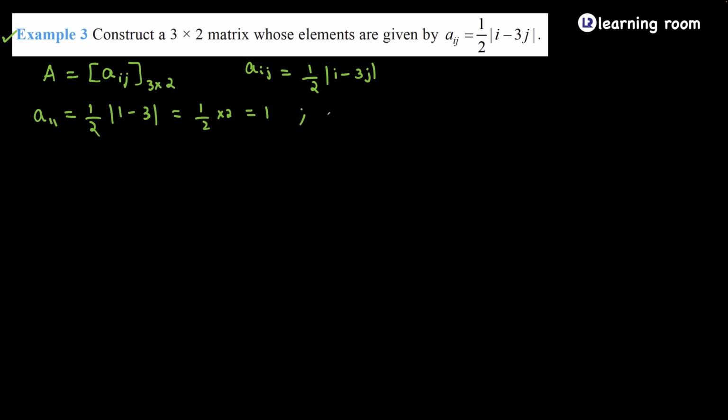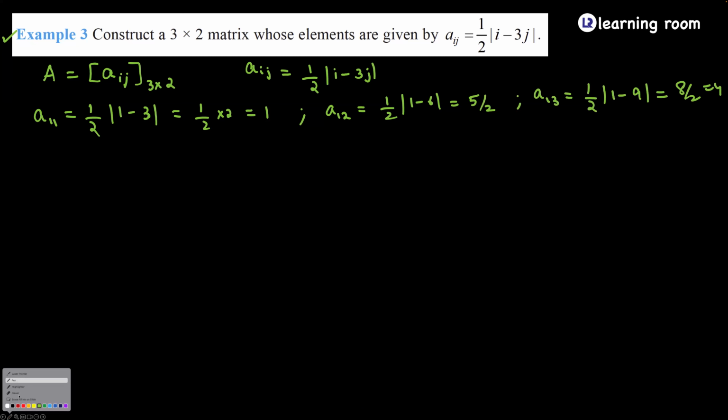Similarly, what is the value of A12? Half into modulus of 1 minus 6, which is 5 by 2. What is A13? A13 is half into modulus of 1 minus 9, which is 8 by 2, or 4. Oh, sorry, yeah, correction.